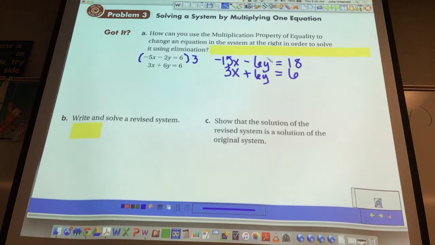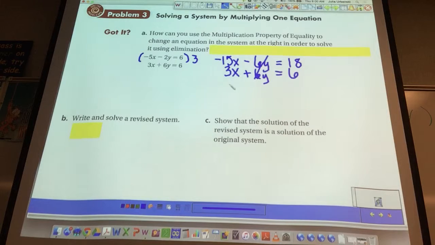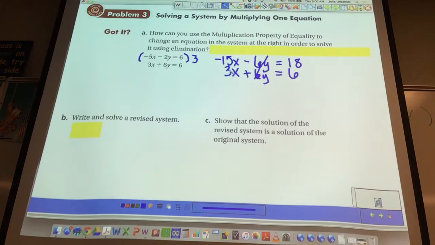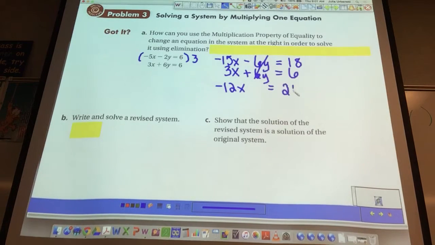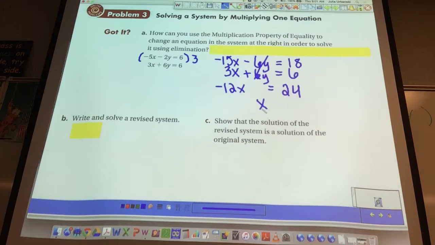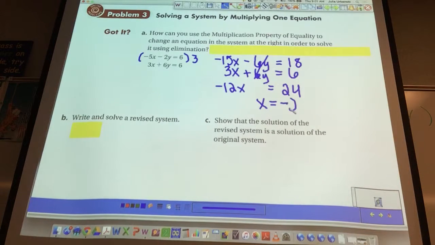What happens here? Good. Y's cancel. The x is negative 15 and positive 3. What does that make? Negative 12x. Good. And 18 and 6? So x equals? Negative 2. Good.